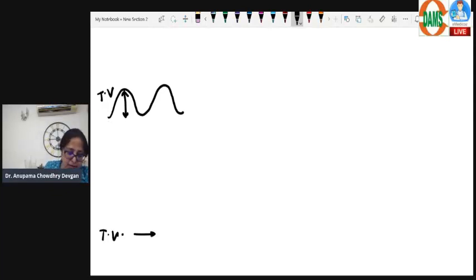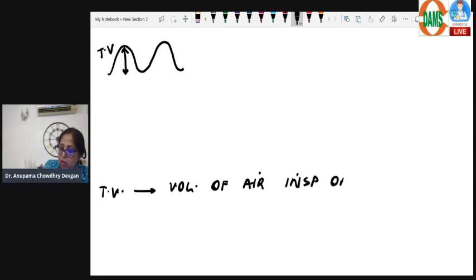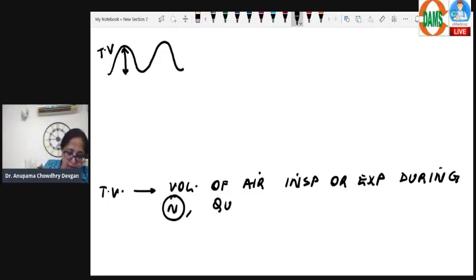Tidal volume, this is the volume of air inspired or expired during a normal, quiet respiration.